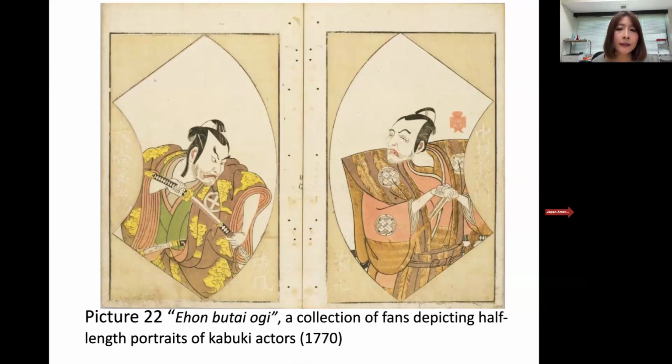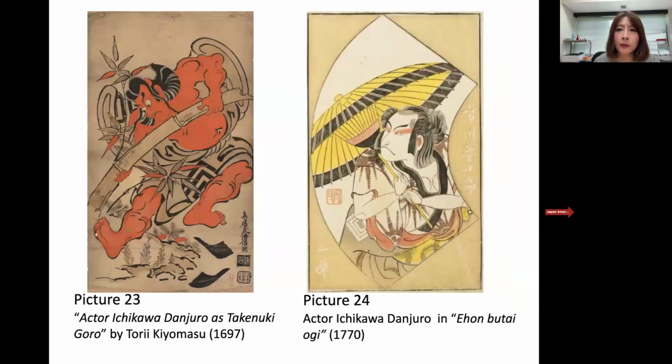Compare pictures 23 and 24, which are both portraits of Ichikawa Danjuro. Picture 23 shows how, before the establishment of Nishikie techniques, kabuki actors were pictorially differentiated via the patterns of their clothes. In contrast, by the time of Ehon Butai Ogi, it had become possible to differentiate between individuals through facial likenesses alone.